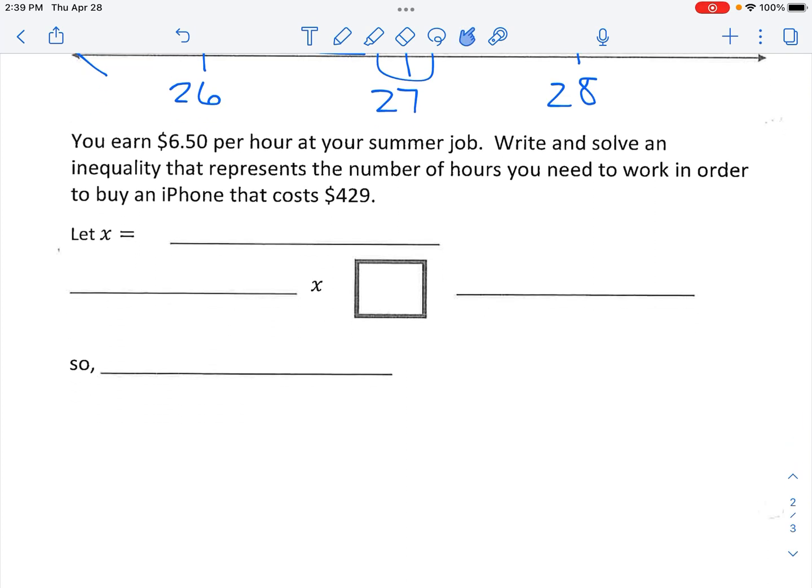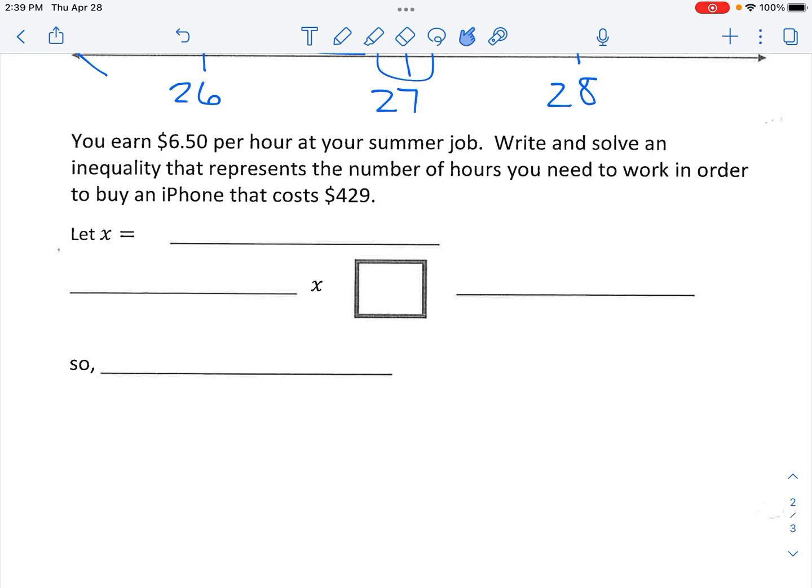All right, real world problem. You earn $6.50 per hour at your summer job. Write and solve an inequality that represents the number of hours that you need to work in order to buy an iPhone that costs $429.